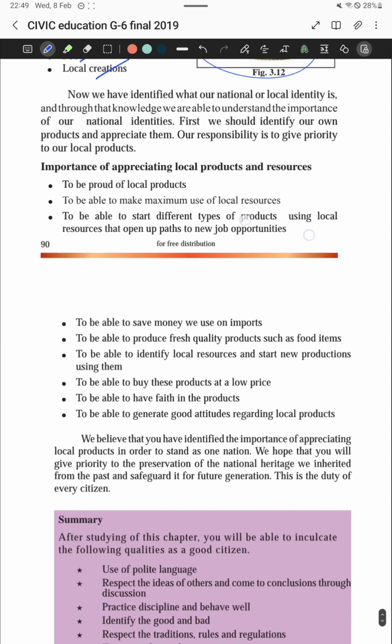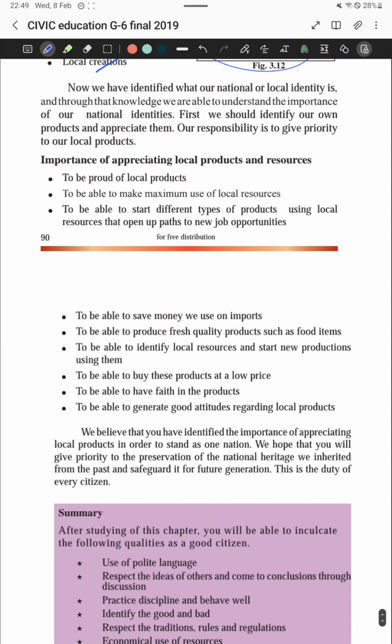Then we have to talk about the importance of appreciating the local products and resources. You must be proud of your locality, right? You must safeguard your brands, right?